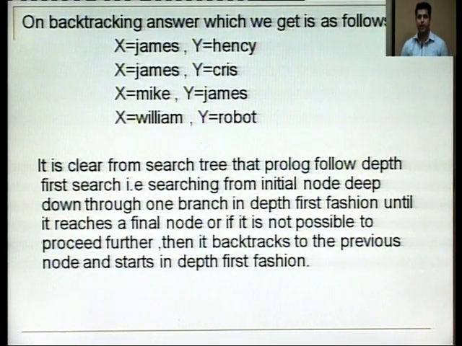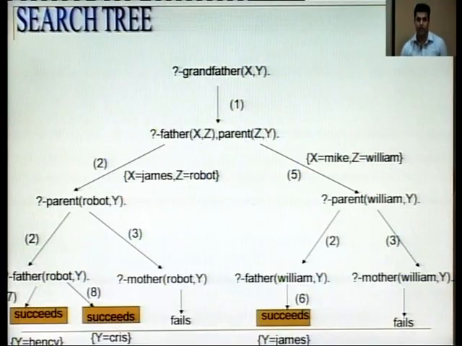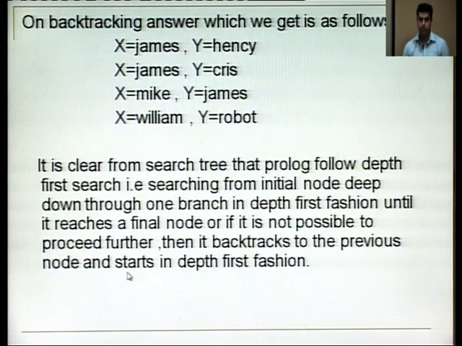On backtracking we will get these answers, and you can see the first answer that came: x is equal to James and y is equal to Hensey. X is equal to James from here and y is equal to Hensey. Second answer has to be x is equal to James, y is equal to Chris, like this.